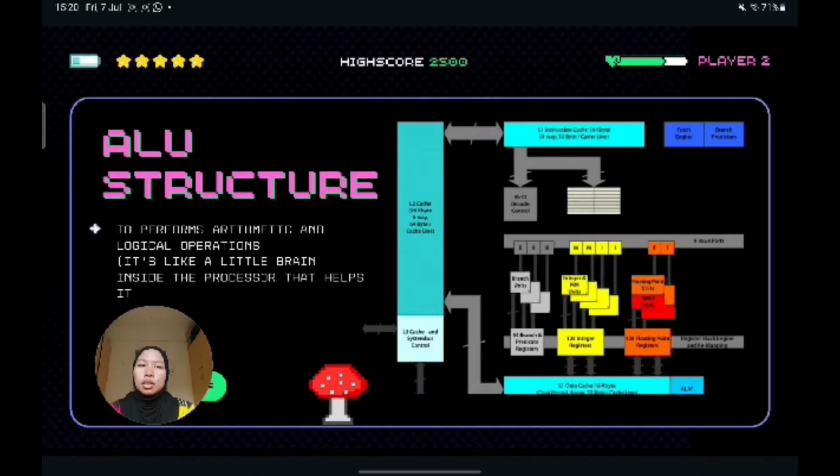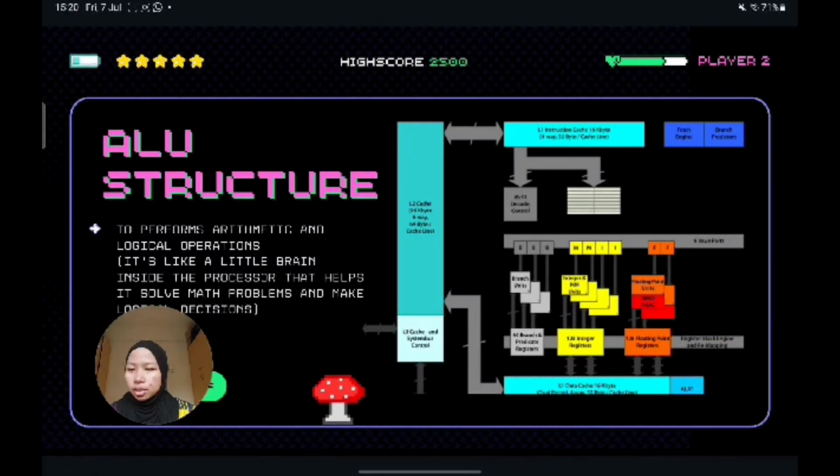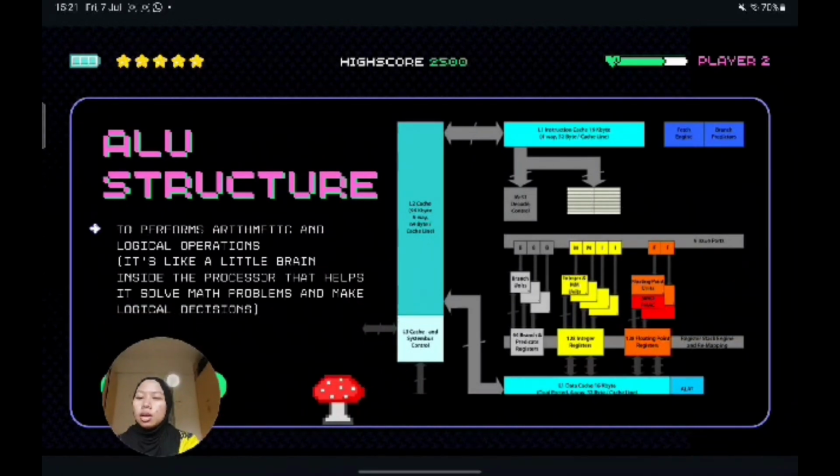Next, I will explain about the ALU structure. The ALU performs arithmetic and logic operations. It's like a little brain inside the processor that helps it solve math problems and make logical decisions.